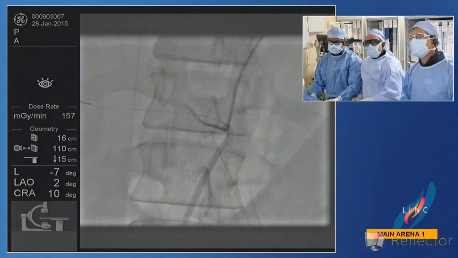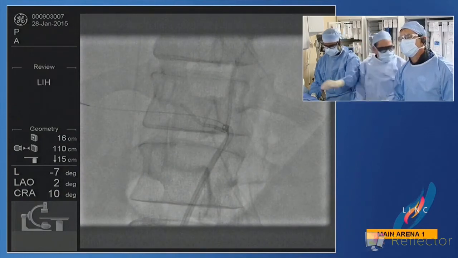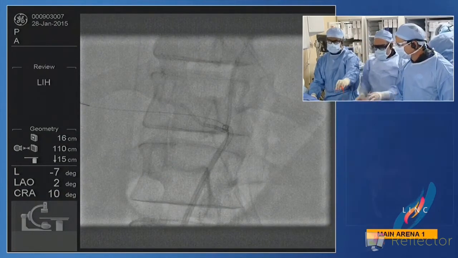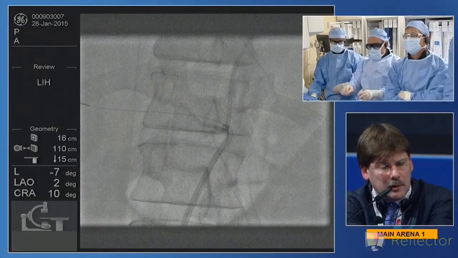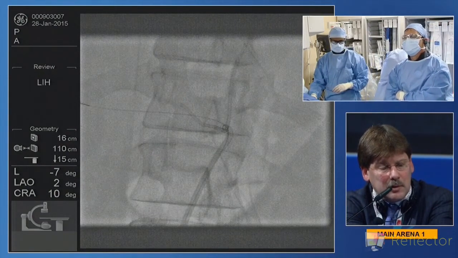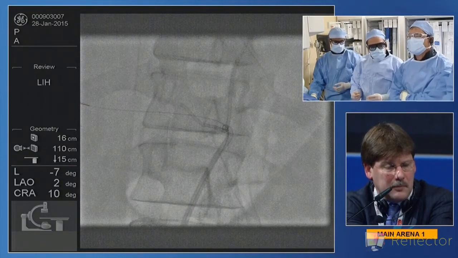We're going to try to get the prograde back in, see if the wire goes right. John, can you tell us, when you're going to coil a splenic artery, where do you want to put your coils? How far down? Yeah, so it's proximal to mid. You want to be distal to the dorsal pancreatic and proximal to the pancreatic magna.